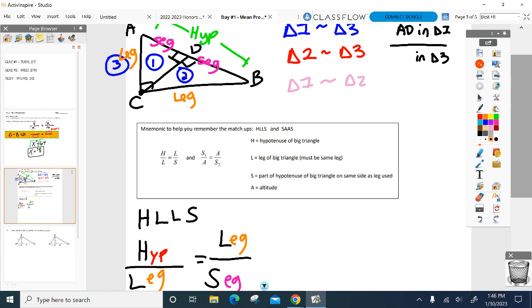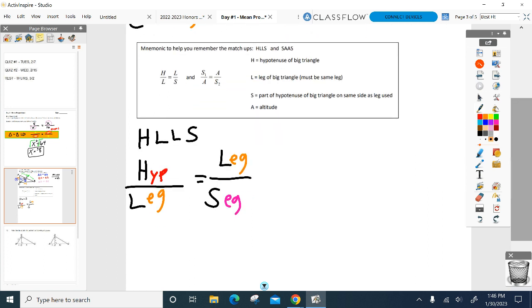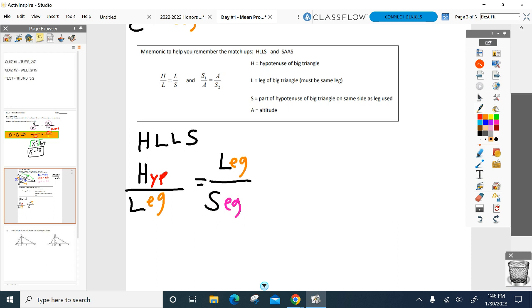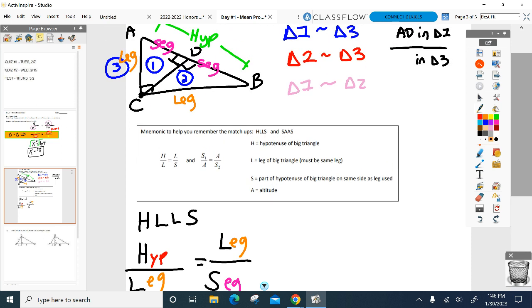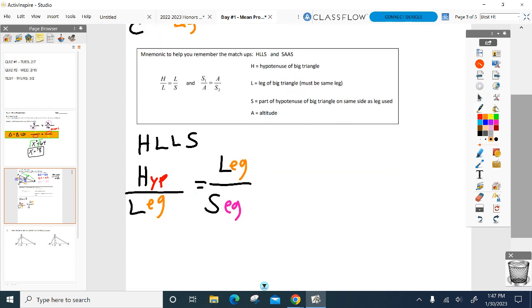Ooh. Which one do I use? Depends. Whatever leg you use, the segment adjacent or next to it. So for instance, in this proportion, we use leg BC, guess which segment we're going to use? BD. You use the one adjacent to it. All right, so that's HLLS. That's a way to match up the sides. You take the hypotenuse of the big right triangle, leg of the big right triangle. What did we just discuss about the legs?